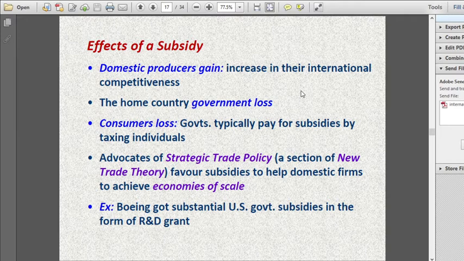Effect of subsidy. So, we have domestic producer gain. It increases international competitiveness. We also have the home country or government loss. Government typically pays for subsidy by taxing individuals, or advocates for a strategic trade policy in favor of subsidies to help domestic firms achieve economies of scale. So, sa subsidy, para makapag-compete ka ng maayos sa mga kakompetensya mo in the international market, pwedeng ang payment is in the form of cash, grants, or pwede kang umutang sa gobyerno.